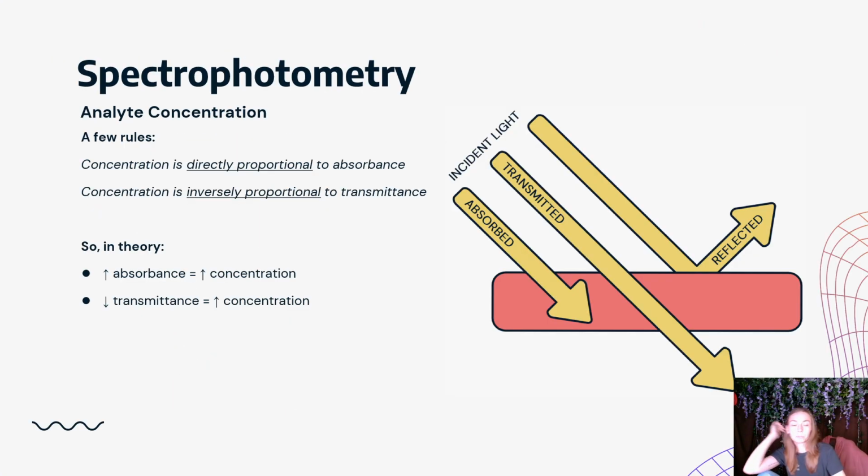So a few rules. First rule is that concentration is directly proportional to absorbance. So as concentration goes up, absorbance goes up. Concentration is inversely proportional to transmittance. So as transmittance goes down, concentration goes up. A couple other rules I'm just going to throw out there again for the sake of driving it home. Light plays tricks on us and computers are stupid. That's not important here, but it is important to know in terms of chemistry.